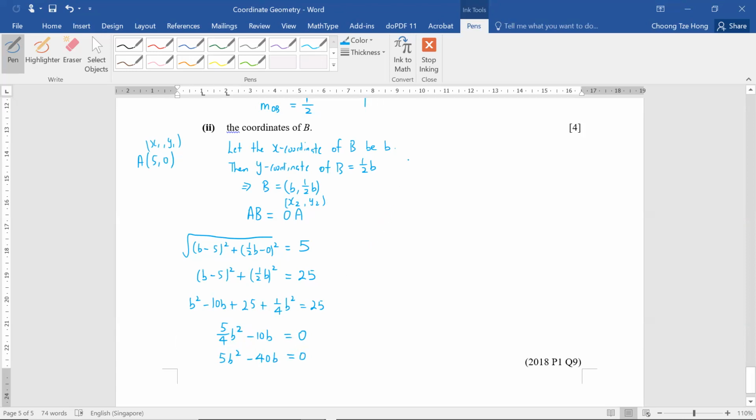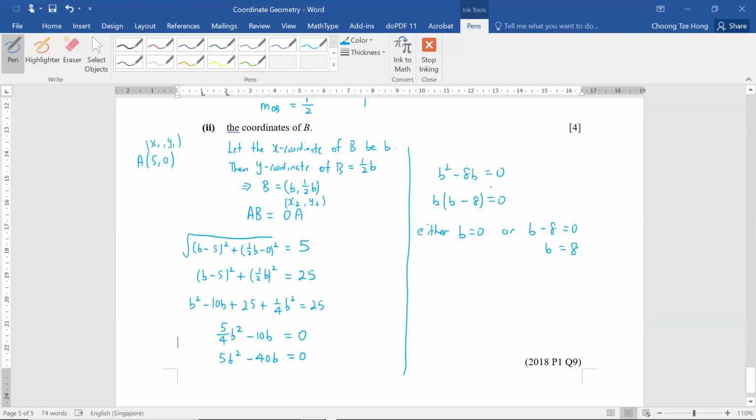Then we'll continue over here. From here we can divide by 5, so you get b squared minus 8b equals 0. And then to solve this, we'll factorize out the b. So either b equals 0 or b minus 8 equals 0. So from here, you'll get b equals 8.